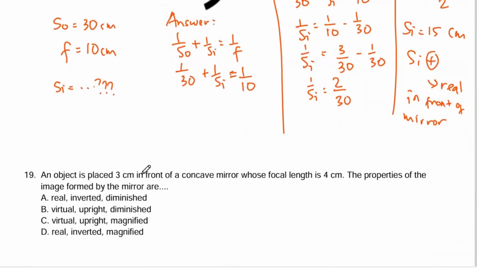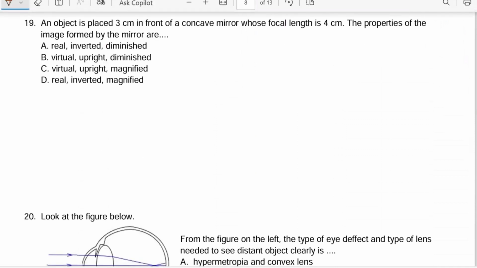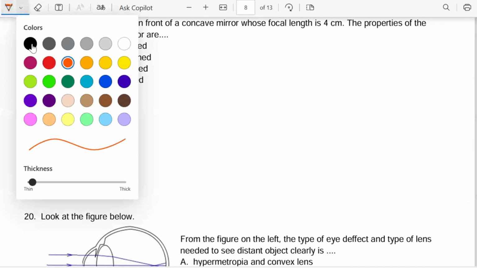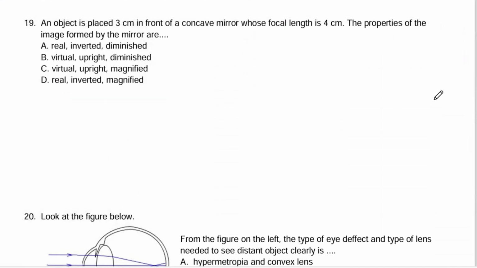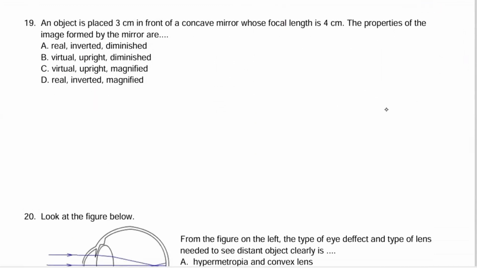Next one. Okay, the next one: there is an object placed 3 centimeters in front of a concave mirror that has a focal length of 4 centimeters, right? From this question, we get SO equals 3 cm. Again, it's a concave mirror, and for a concave mirror F is positive, so F is 4 cm.